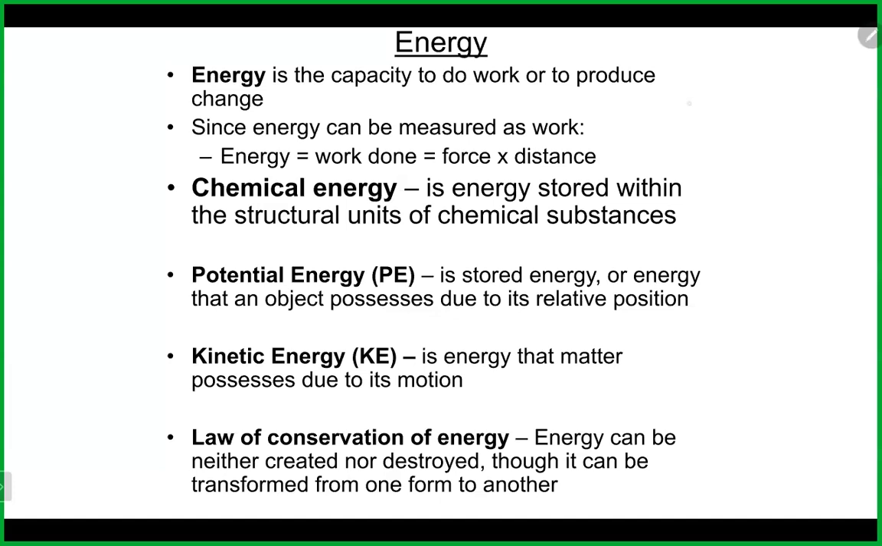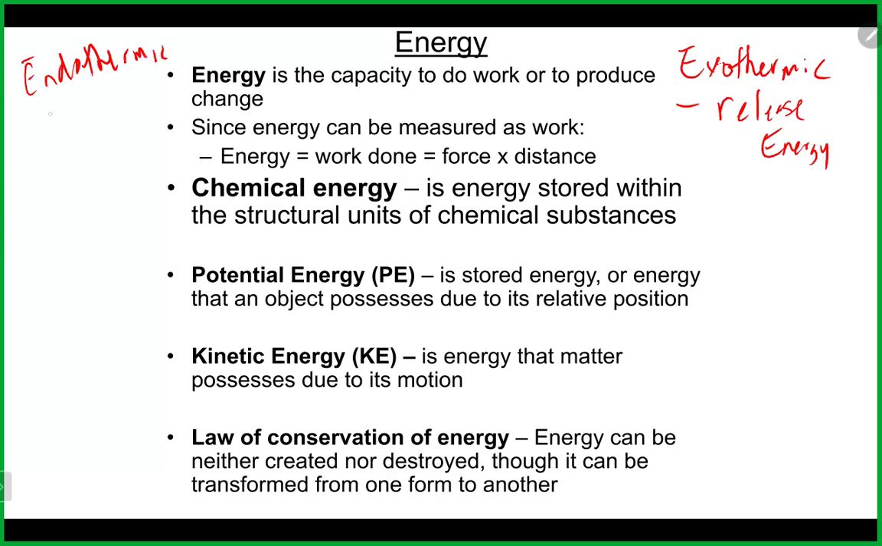I know we've touched upon this earlier on, and we'll see it a lot throughout this chapter. But in chemistry we have two types of words. Exothermic is when we release energy, and processes where we absorb energy are endothermic. So bond breaking is endothermic, absorbing energy. And making bonds is exothermic, releasing that energy.